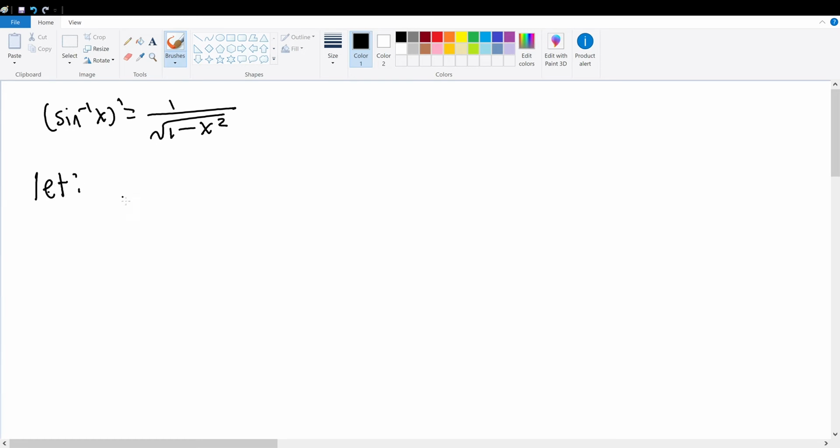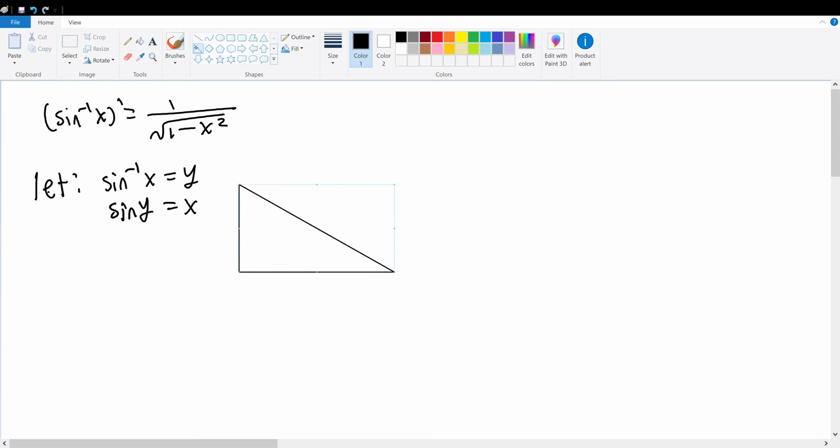So for starters, we're going to assume that arcsine of x is equal to y. So by definition, sine of y will be equal to our variable of x. And what we can do is now relate sine of y equal to x to a right triangle, based on the definition of the sine function within a right triangle, which is the sine of any angle is equal to the opposite side of a right triangle over the hypotenuse side of a right triangle.